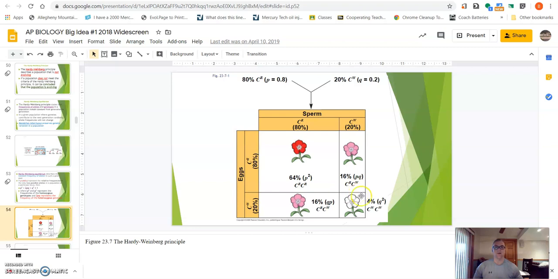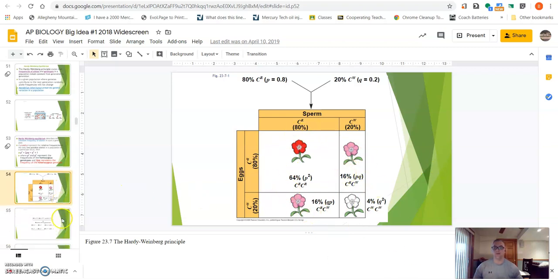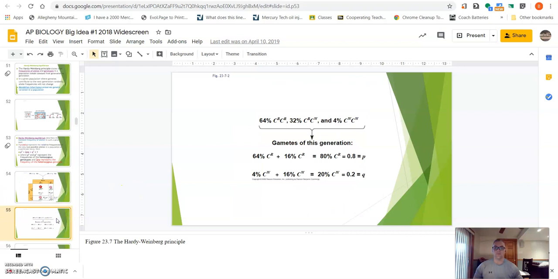Okay, and then our last grouping in here is going to be the white ones, and we have a 20% and a 20%. So that's going to give us our 4%. So when you add these up, you're going to find that this is 100% of everybody, or of all the flowers. So that's kind of how that's going to work out as we move through there.